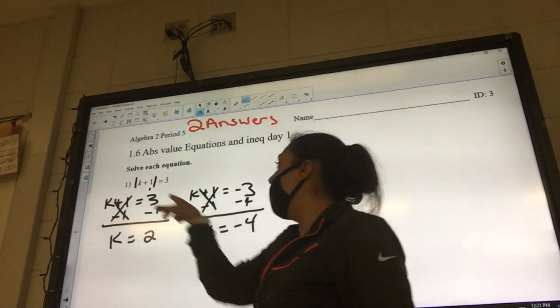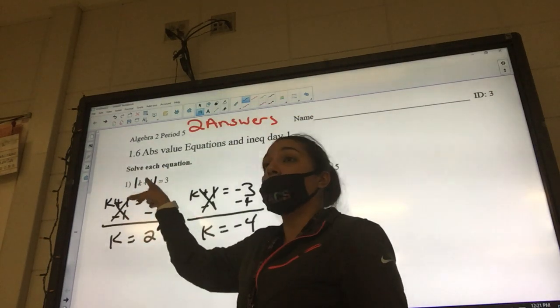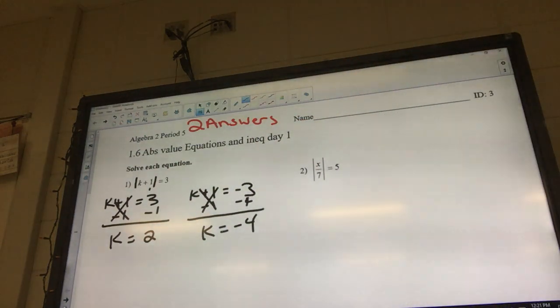What is negative 4 plus 1? Negative 3. Negative 3, but it goes through this machine of the 2 bars and says cha-ching, and it pops out a positive 3 as your answer. Okay, so that's why you have 2 answers for every single one.